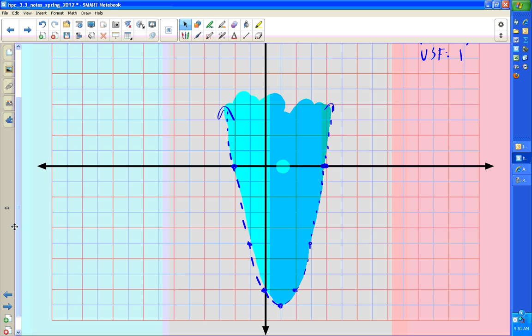Is that what your graph looks like? Where's the solution? What point is the solution? All the bluish green points. So just write "solution" right in here. That's all I'm looking for.